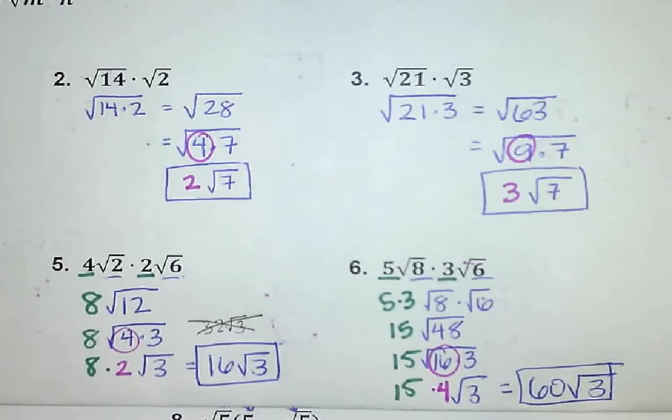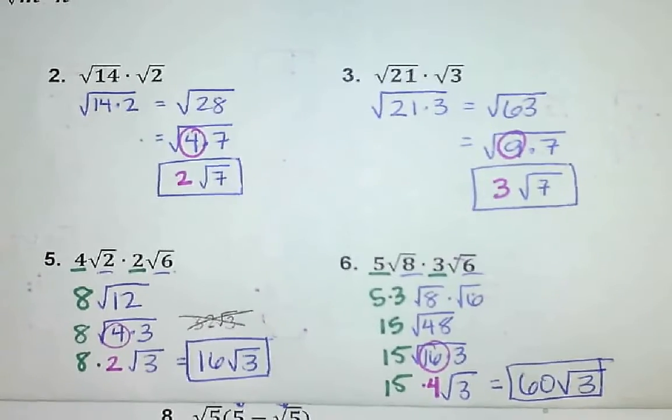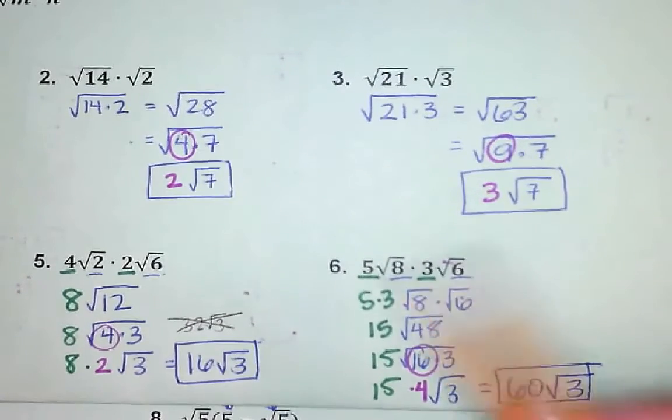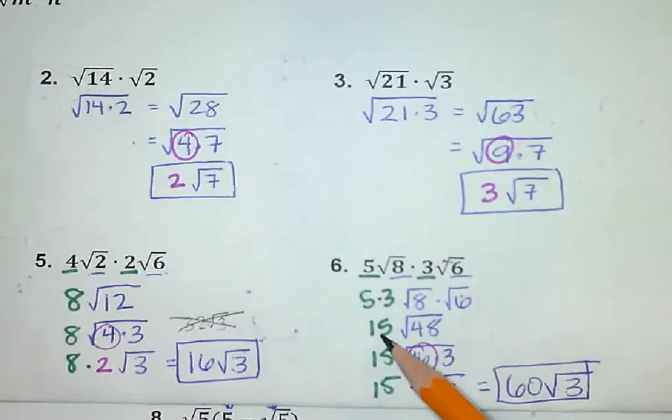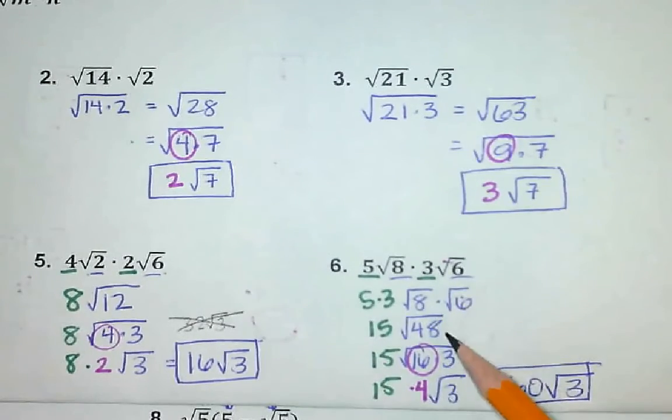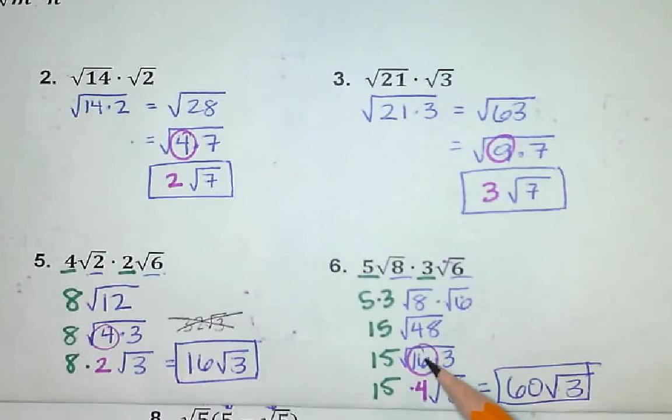For number 6, I kind of broke it down for you guys. 5 times 3 gave us that 15. 8 times 6 gave us the 48. Then we can simplify the square root of 48 into 4 square root of 3, and 15 times 4 was 60 square root of 3. Any questions for me on those guys right there? Do y'all feel good about that?